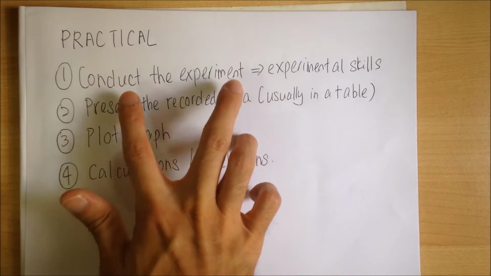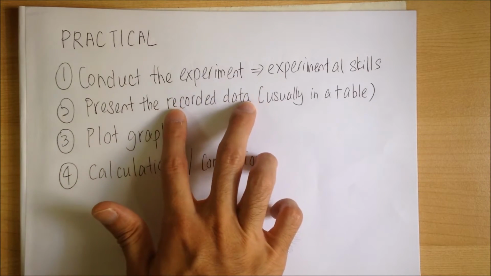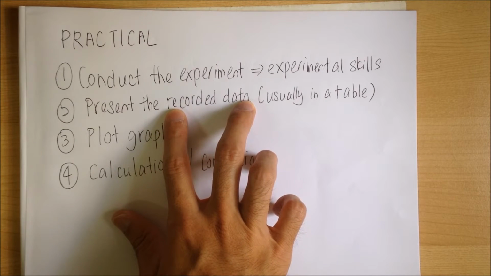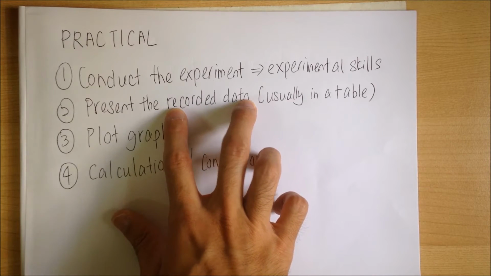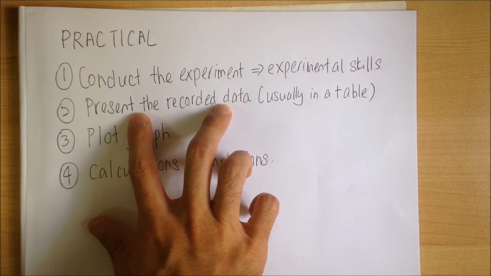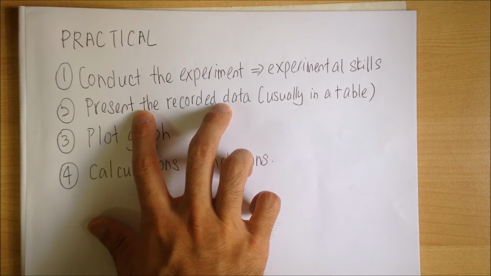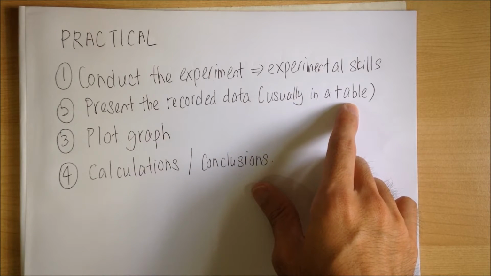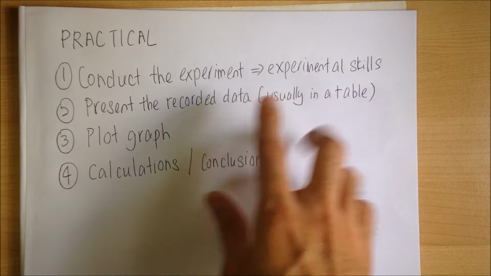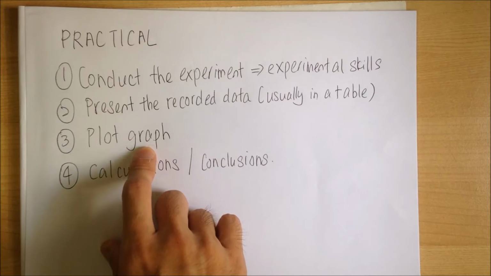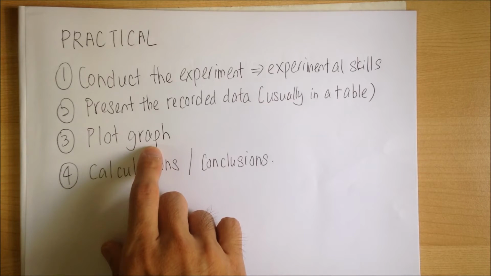So what happens is that after you conduct the experiment, you will record the data from, let's say, the length of the ruler or the time taken for 10 or 20 oscillation. So how you present this recorded data will be explored in this particular video. So usually the presentation of data is recorded in a table form. Okay. After you have recorded this data, there will be a next video which I'm going to explain to you how you should plot the graph.